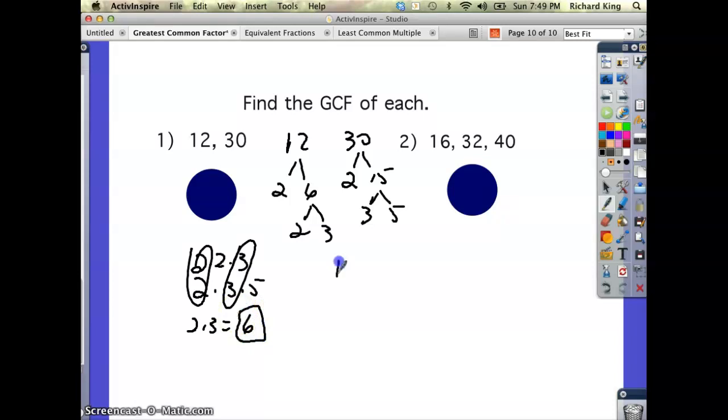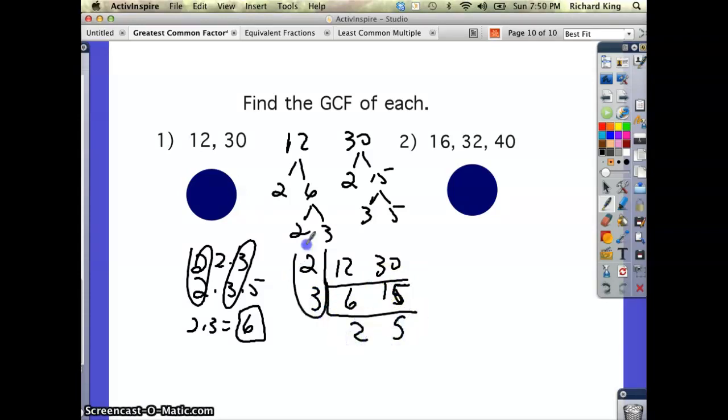So now let's try it with birthday cake and see if we come up with the same solution. So again, starting with your lowest prime number, in this case 2, we'll go 6 times and 15 times. 2 won't go into 15, so we got to move to 3. 3 will go into both 2 here and 5 there, and that's as far as we can divide. So we multiply those two numbers together, and again we have a greatest common factor of 6.